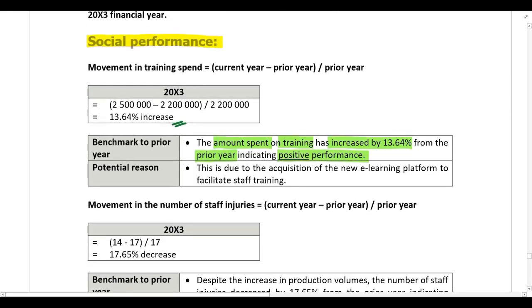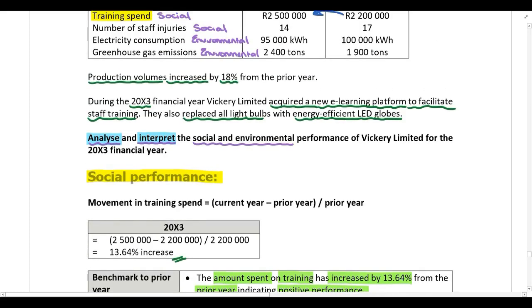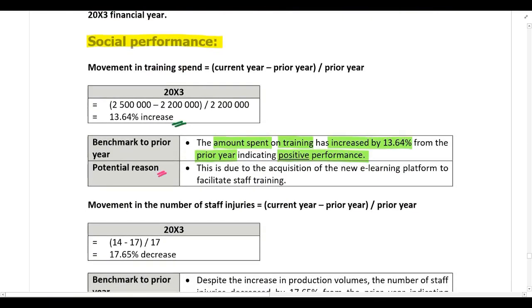Then we can discuss a potential reason. If you go back to the information provided in the question, we were told that they acquired a new e-learning platform to facilitate staff training during the 20X3 financial year. So that is probably the reason for the increase in training spend from the prior year to the current year. So this is due to the acquisition of the new e-learning platform to facilitate staff training.